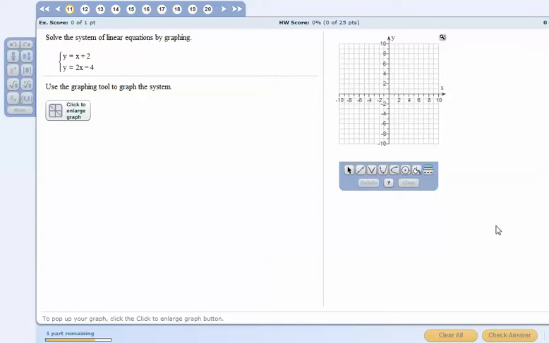In this example, let's look at how to solve a system of linear equations by graphing. The first step is to take both equations that you're given in the system and write them in slope-intercept form. Now in this particular case, both equations are already in slope-intercept form.